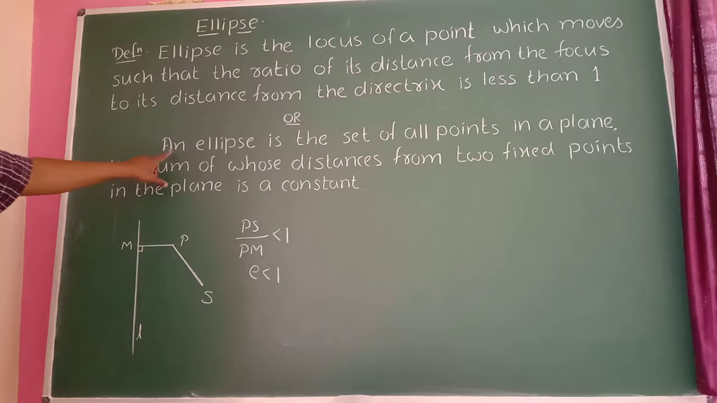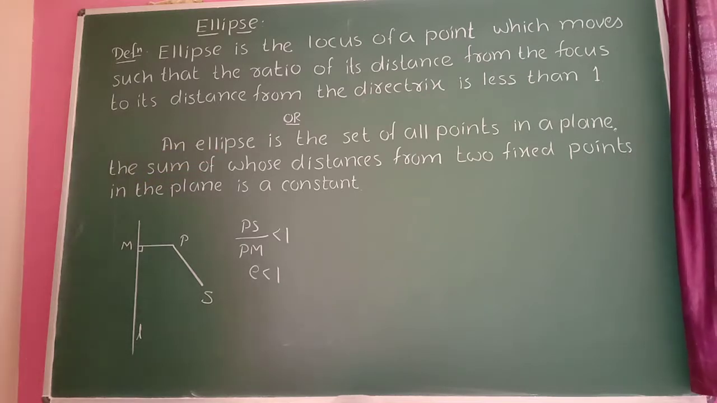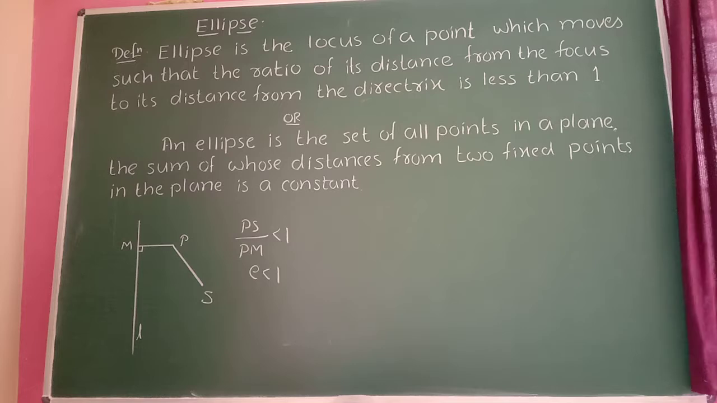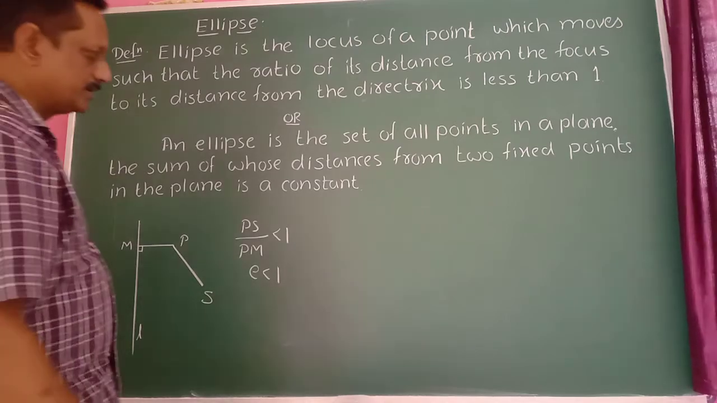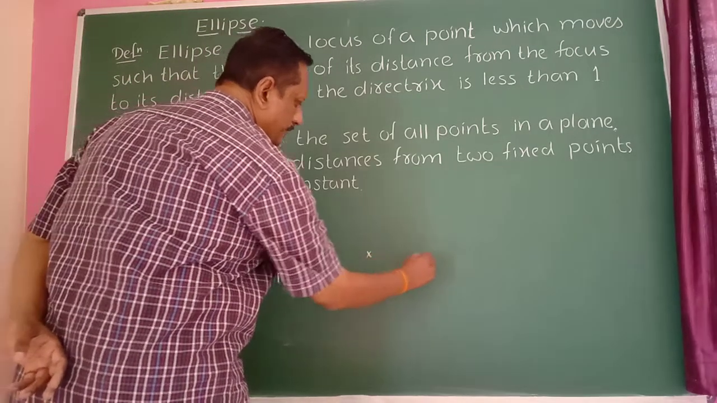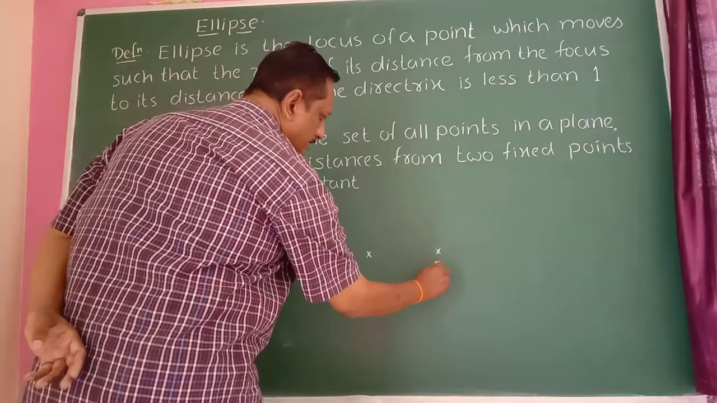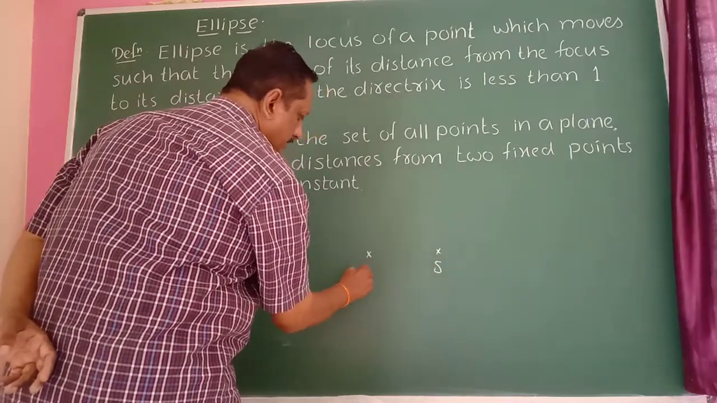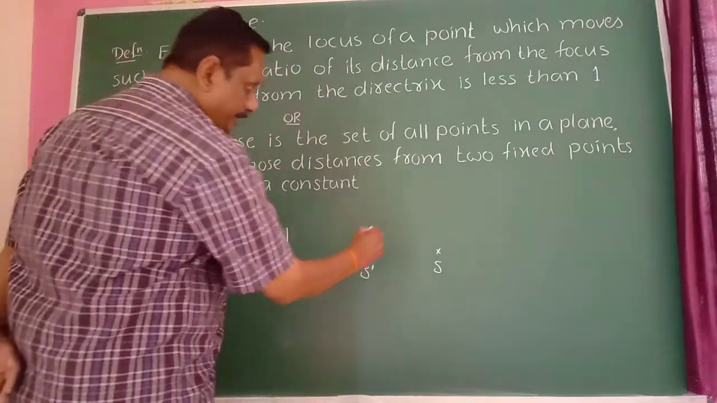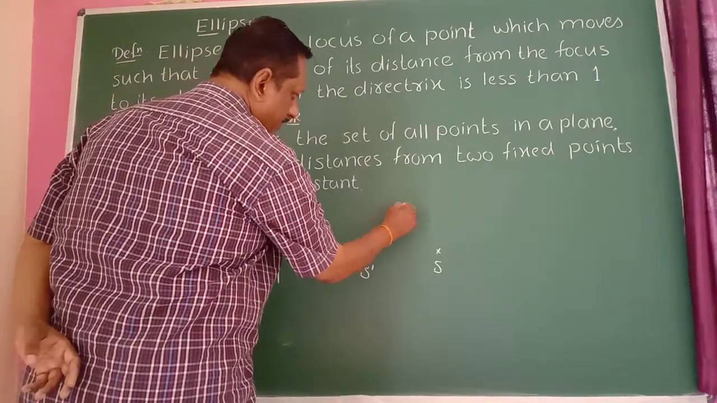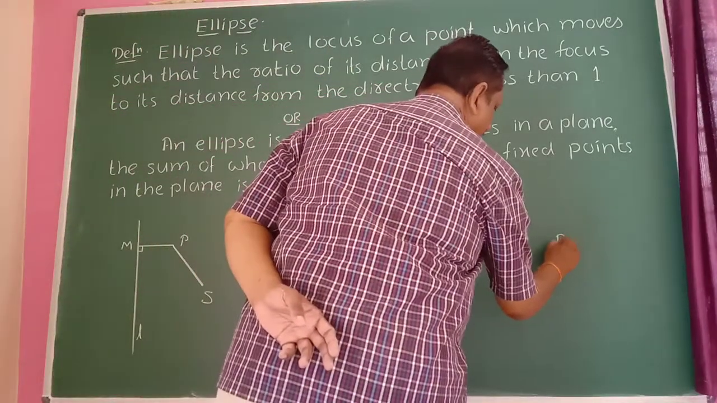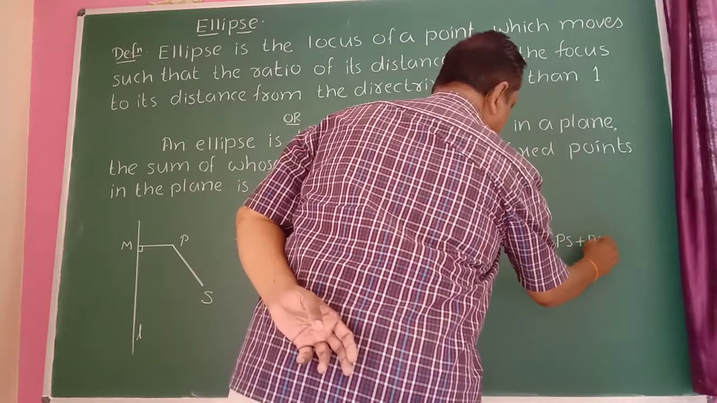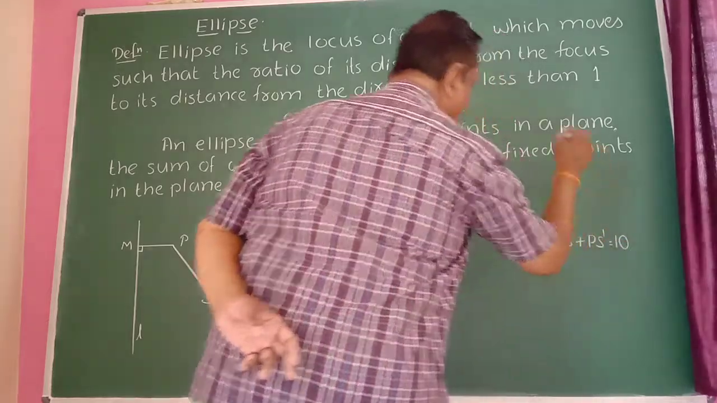The other definition of an ellipse is the set of all points in a plane, the sum of whose distances from two fixed points in the plane is constant. So just observe here. Consider two fixed points, take this one as S and this one as S dash. P is the variable point. Consider just one example: I am taking PS plus PS dash equal to 10 units.